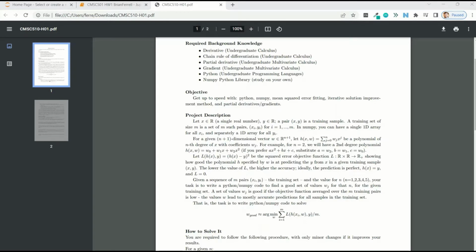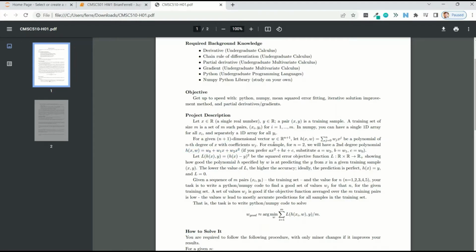So the homework was to create an n+1 dimensional vector model. Our model h of x with the parameters x and w is really just a polynomial of the nth degree of x with the coefficients being the weights, right? So if n is equal to 2, then we have a second degree polynomial, and our predictive model looks like this.